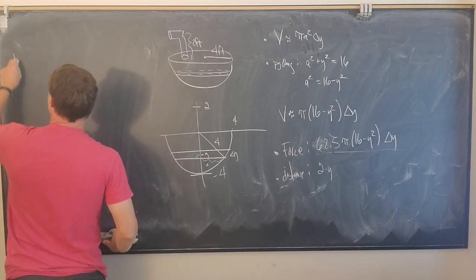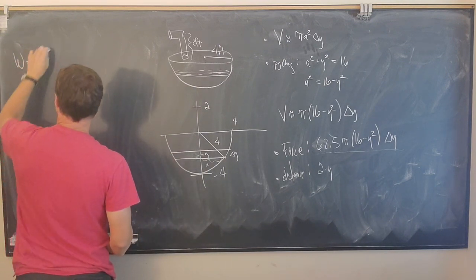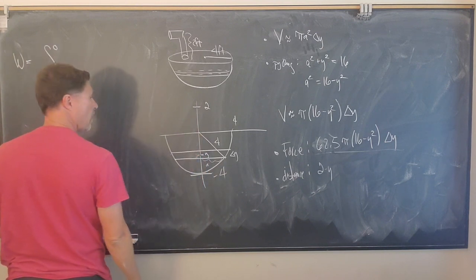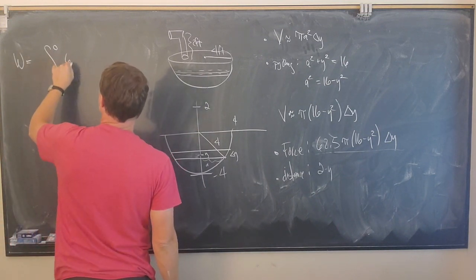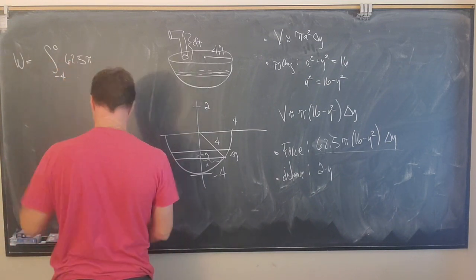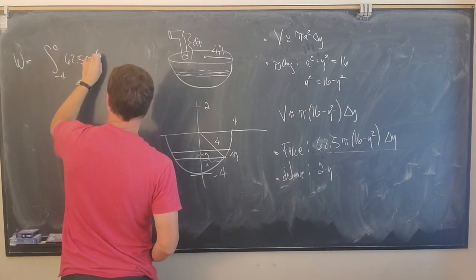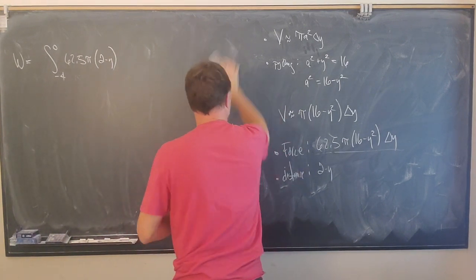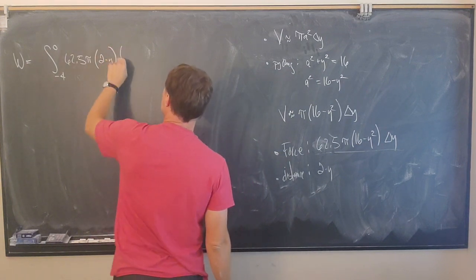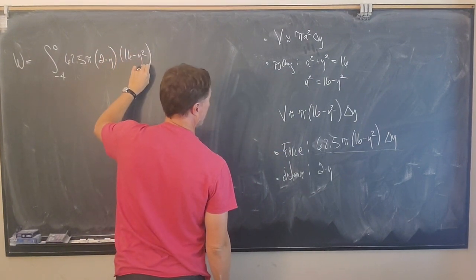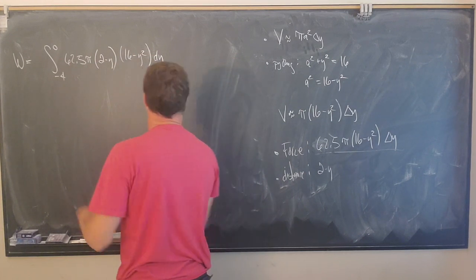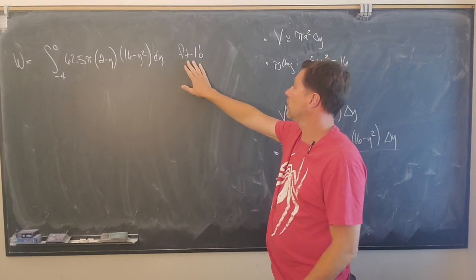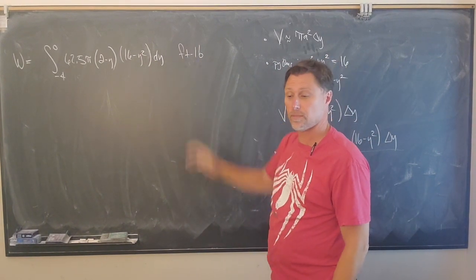So now our work is going to be the integral from -4 to 0. That's where the water is, from -4 to 0. And then we'll have 62.5 times pi. Let me insert my distance right here, so that'll be a 2 minus Y, and then a 16 minus Y squared times dy. I don't take points off if you forget the units, but the units of work in this case will be foot-pounds.